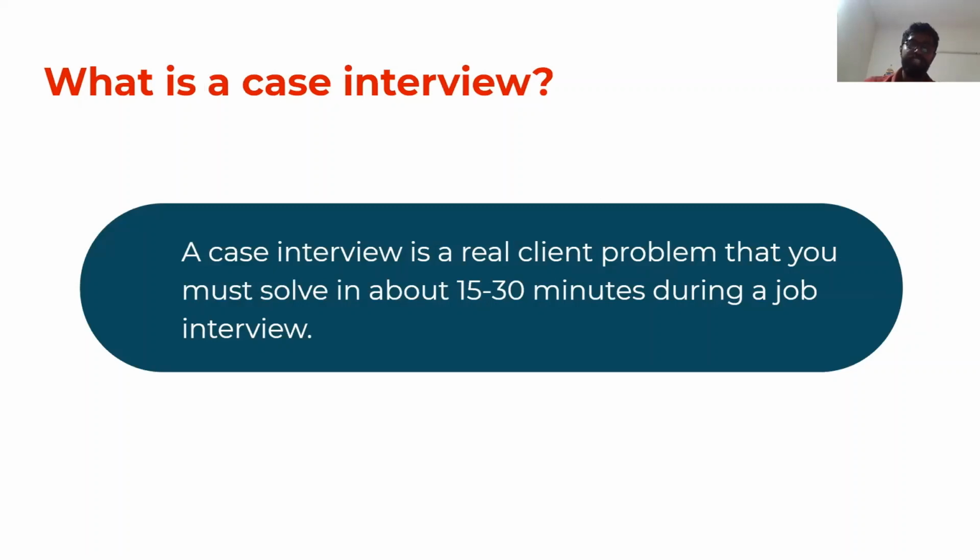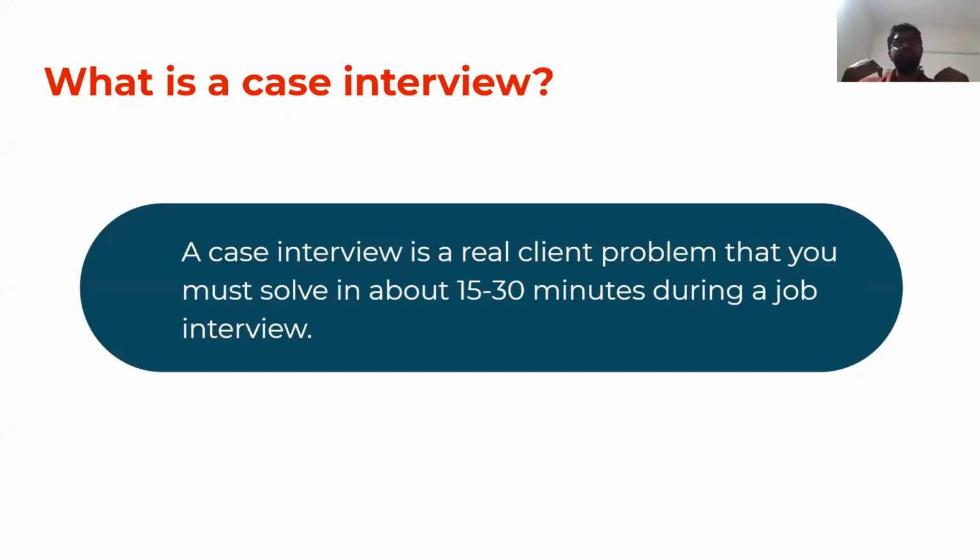Right. Now, a case interview is basically a real client problem. Now, it can be a fake one as well. It completely depends on the client's free time. If he wants to sit back, relax, and come up with a fictional problem, or use a real problem which he's been facing in his office, and then throw it at you and give you 15 to 30 minutes to solve that particular problem.